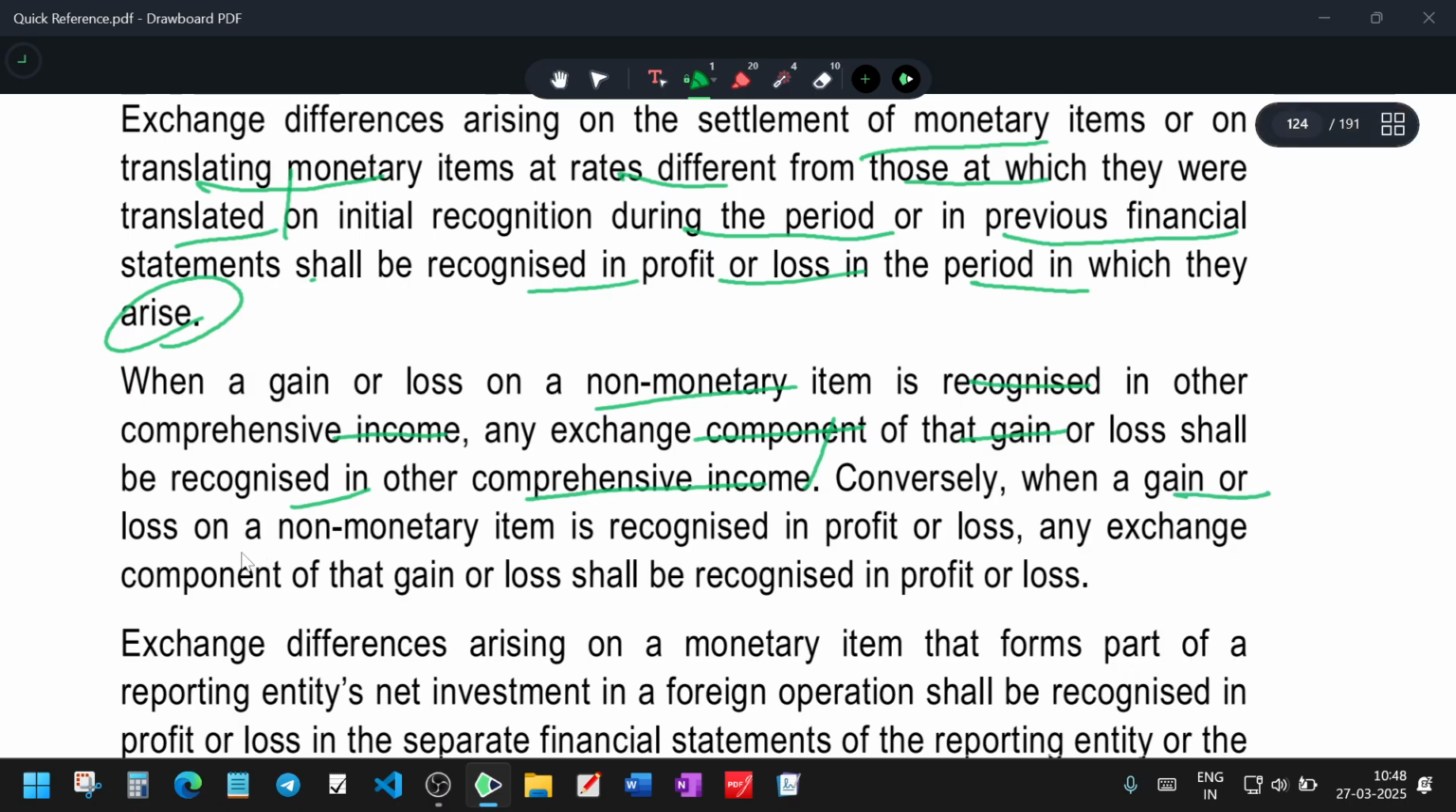Conversely, when a gain or loss on a non-monetary item is recognized in the profit and loss account, any exchange component of that gain or loss shall be recognized in the profit and loss account. You have to consider the non-monetary item in P&L, not in comprehensive income. Where the change in the non-monetary item goes, comprehensive income or P&L account, once it is charged in the P&L account, it should always be charged in the P&L account itself.